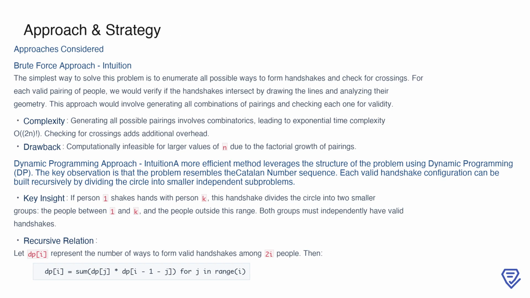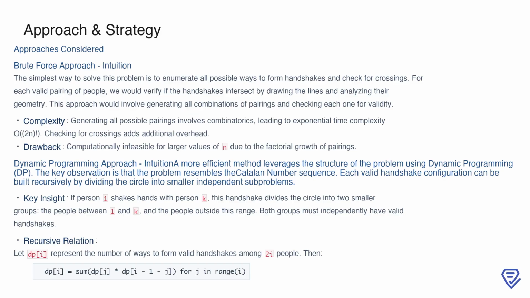To solve the problem of determining valid handshake configurations that don't cross, we first consider the brute force approach. The intuition behind this method is straightforward: generate all possible ways to form handshakes among the given people and then check each configuration to see if any handshakes cross. This would involve drawing the lines for each pairing and analyzing their geometry to verify if intersections occur.